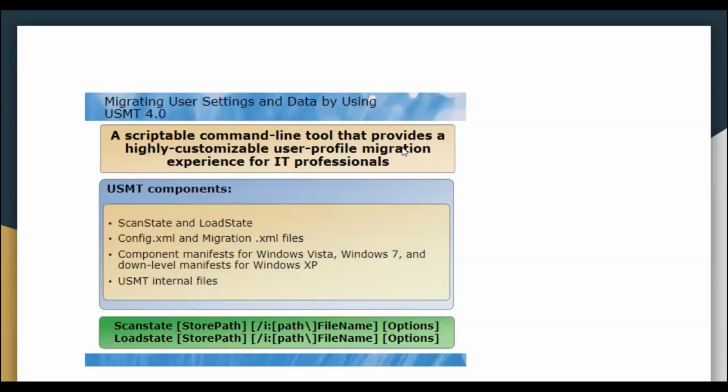USMT 4.0 allows you to capture user accounts, user files, and operating system and application settings. The USMT tool also migrates access control lists for files and folders, ensuring that permissions set on the source computer are retained on the destination computer. You can use the USMT to migrate profile data to computers running Windows 7 from computers running Windows XP, Windows Vista, and Windows 7.